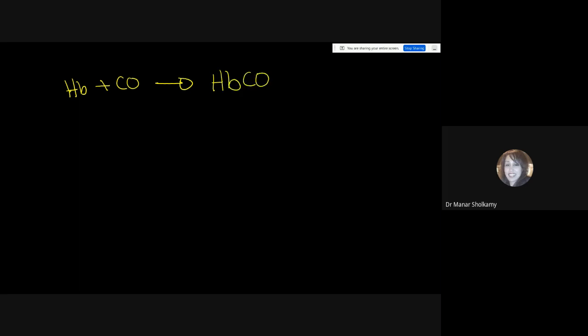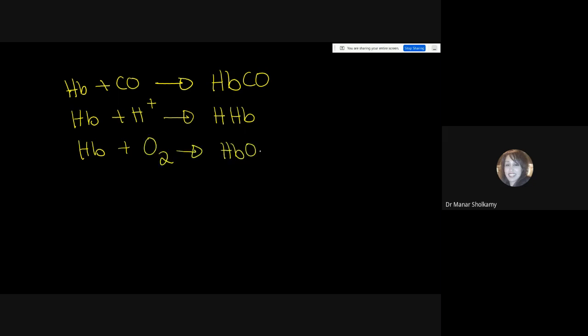Hemoglobin will then bind with hydrogen ions to prevent an increase in blood pH, to be hemoglobinic acid. And the hemoglobin can bind the oxygen to give me oxyhemoglobin. And hemoglobin also can bind with carbon dioxide to be carbaminohemoglobin.